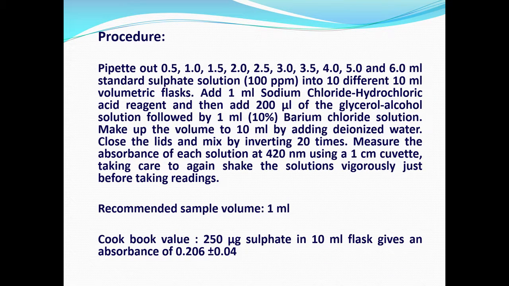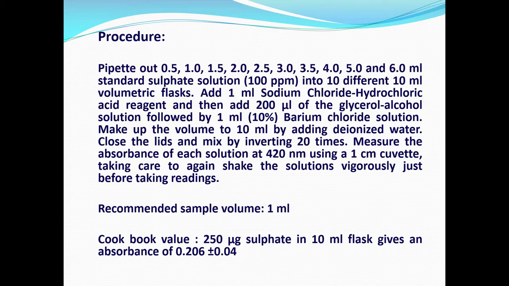So, the procedure is very simple. All you have to do is pipette out standard sulphate solution into 10 different volumetric flasks, add 1 ml of sodium chloride and hydrochloric acid reagent. So, add 200 microliter of the glycerol alcohol solution, followed by 1 ml of barium chloride solution.